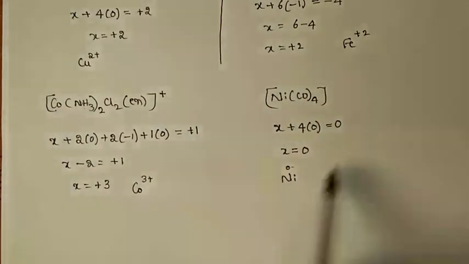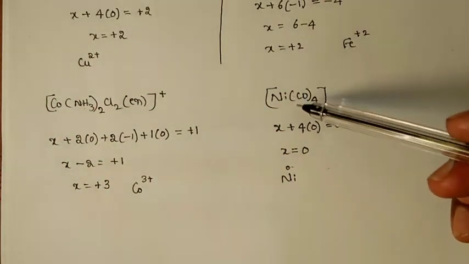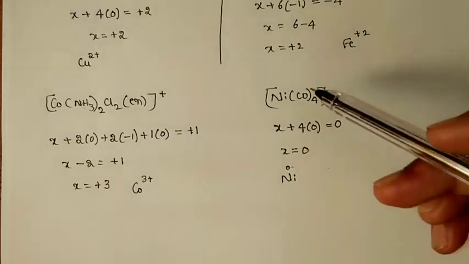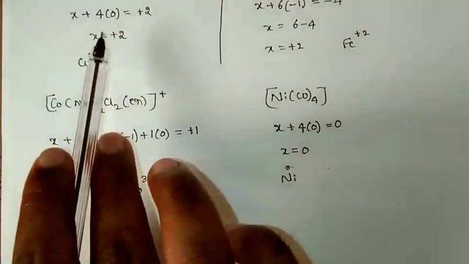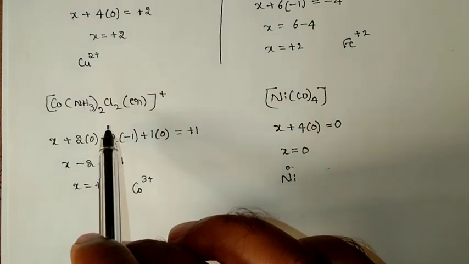So firstly, this is the methodology we are supposed to follow in order to find out the oxidation state of the central metal ion, whatever it may be. It can be a homoleptic complex or it can be a heteroleptic complex.